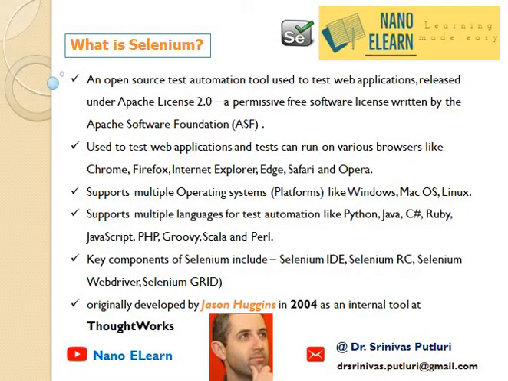Let us see what is Selenium. Basically, it is open source, that is a free test automation tool that can be used to test only web-based applications. And this is software released under Apache License 2.0. That is, it is a permissive free software license written by the Apache Software Foundation, which is abbreviated as ASF.